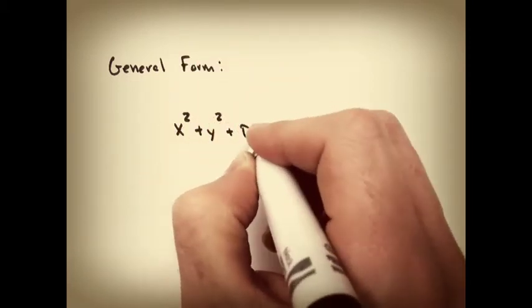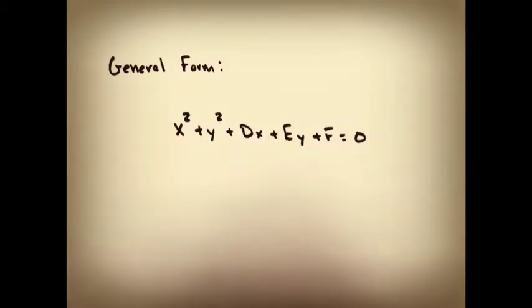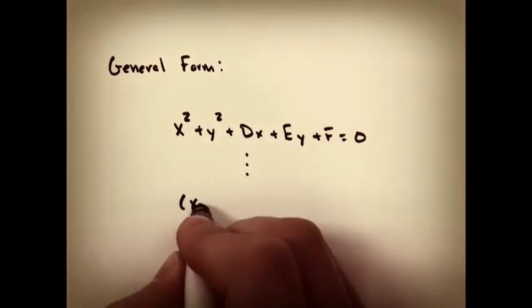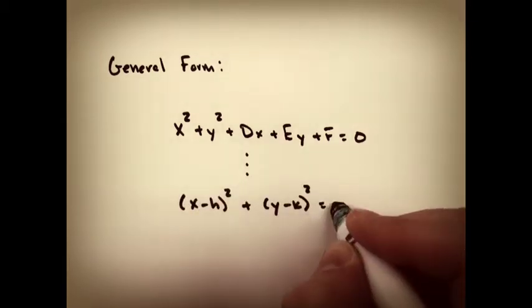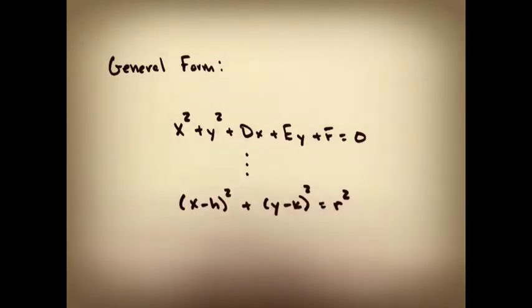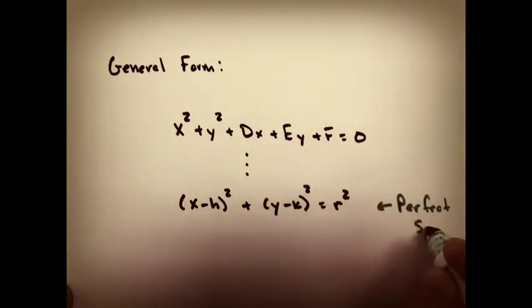You can write the circle in general form, x squared plus y squared plus dx plus ey plus f equals 0. And if you do a little algebra, you can turn it into the more useful standard form. And that's what I'd like to focus on next.